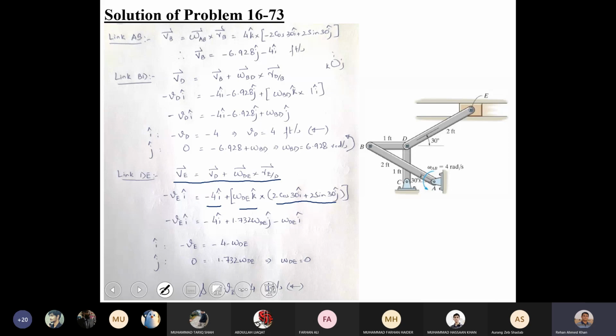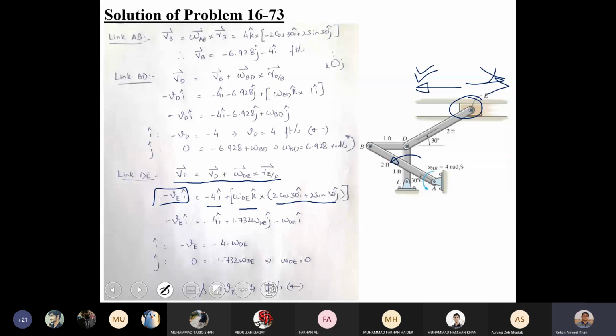As far as the velocity of point E is concerned, since the slider is constrained to move along the horizontal axis, it should have the velocity along the horizontal axis. Positive or negative, we can judge that since link DE is moving in a counterclockwise direction, there is no way that piston E jo hai, wo right ki taraf jaye. Piston E should always be moving towards the left. So we can write VE to be equal to minus VE i.